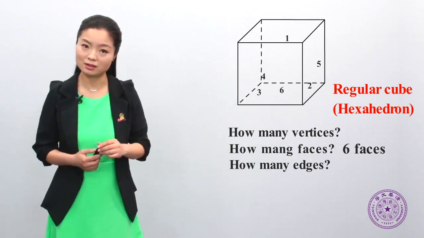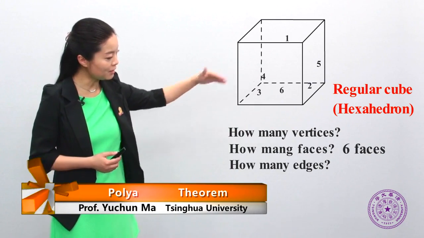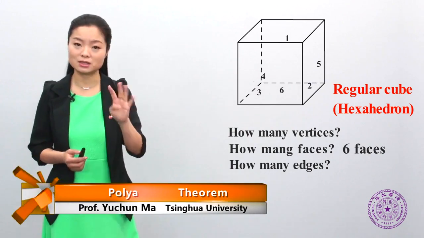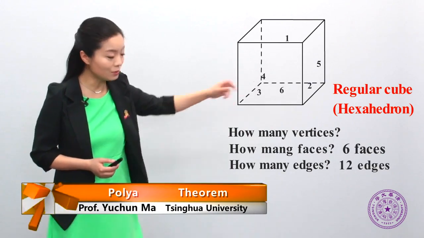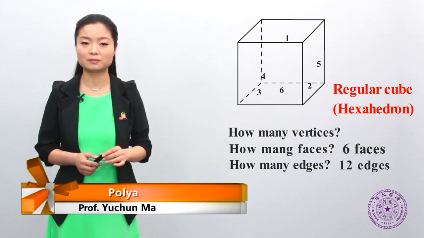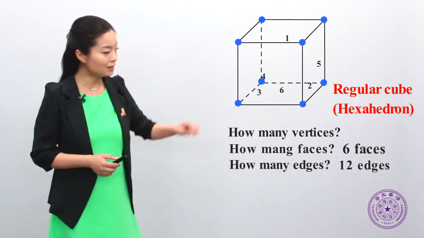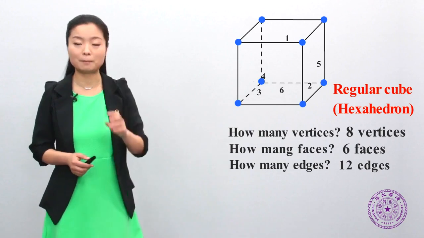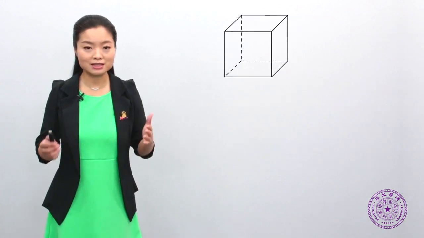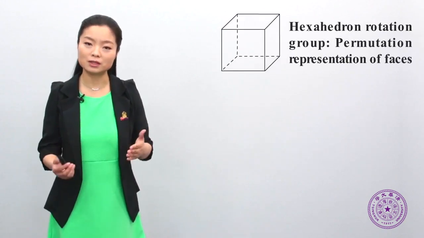Then how many edges are there? We will realize its upper surface and bottom surface contain 4 edges respectively. In the middle, the enclosed height contains 4 edges. Therefore, it has 12. How many vertices does it contain? It contains exactly 4 upper and 4 lower, so 8 vertices.